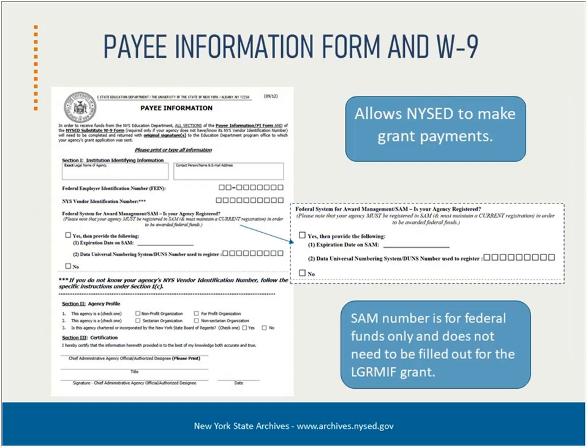The payee information form allows the New York State Education Department to make payments to your local government if a grant is awarded. While a New York State vendor ID is necessary to receive grant funds, the part of the form that asks for your SAM number only applies to federal funds, so those lines can be left blank. Instructions for this form are not featured in this presentation, but they are included in the downloadable files from eGrants.